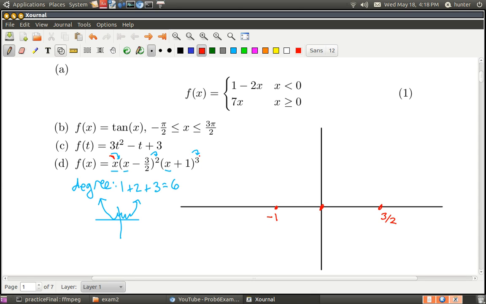Alright, and remember the multiplicities also tell me whether to bounce off or go through. So this is an odd multiplicity, and that means go through. So I'm going to be coming down like this, and I'm going to do a little cubic sashay through -1 because this is a cube. Alright, and I'm still going down.